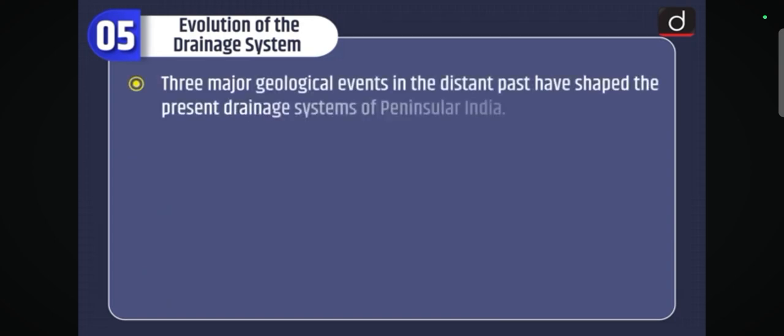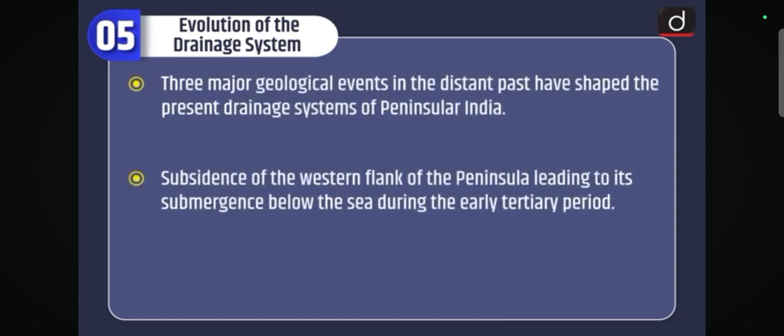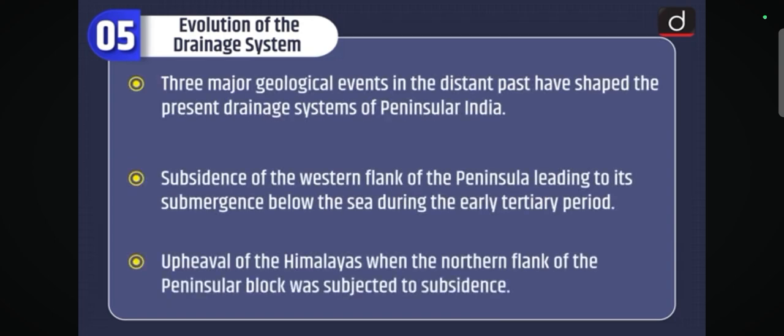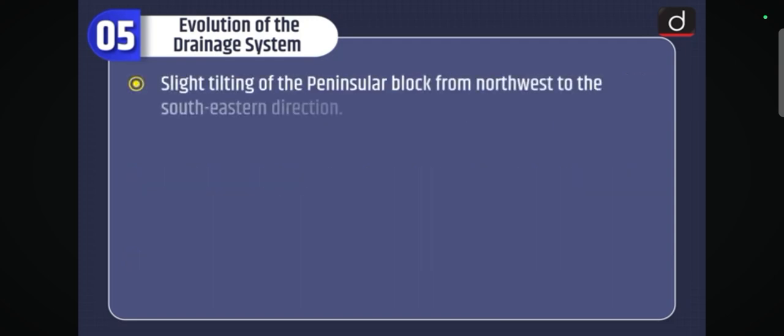Three major geological events in the distant past have shaped the present drainage systems of peninsular India. Subsidence of the western flank of the peninsula leading to its submergence below the sea during the early tertiary period. Upheaval of the Himalayas when the northern flank of the peninsular block was subjected to subsidence. Slight tilting of the peninsular block from northwest to southeastern direction.